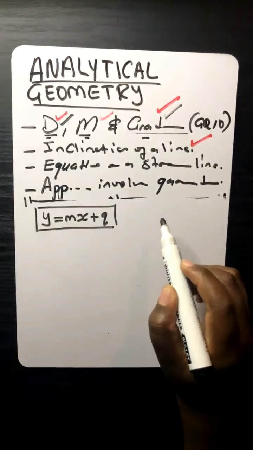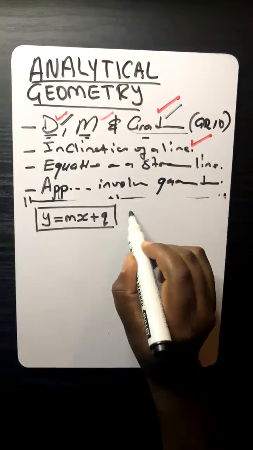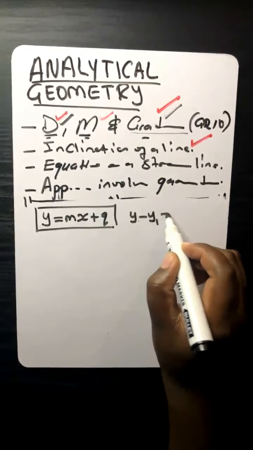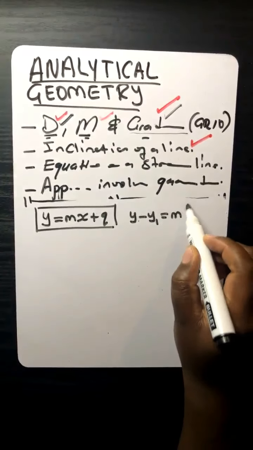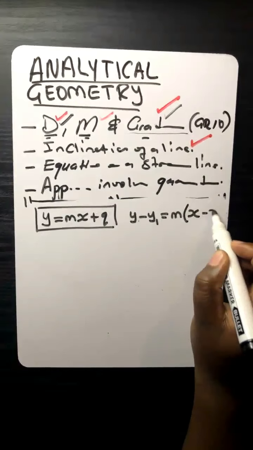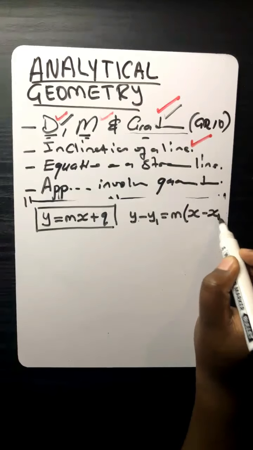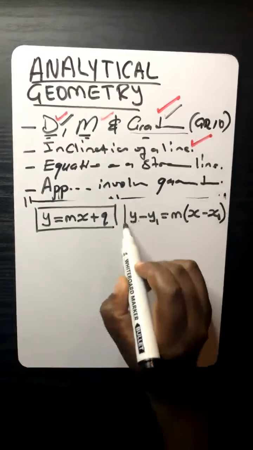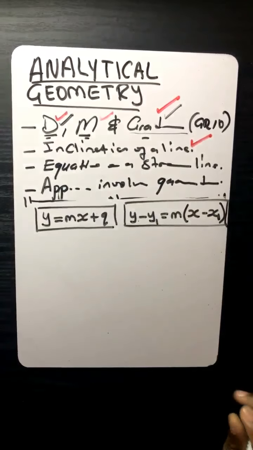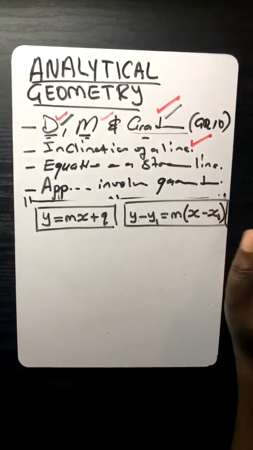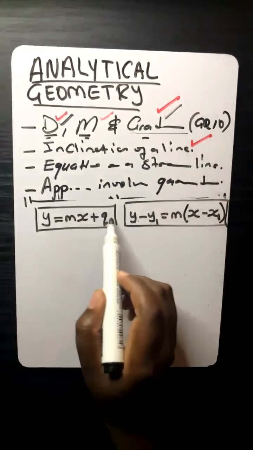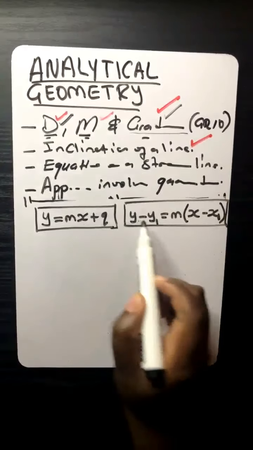And again, it doesn't end there. We also have this formula, which is y minus y1 is equal to m, where m represents the gradient, times x minus x1. So, Shriyas, you don't need to stress that much about this formula, especially when you're in grade 10. But when you're in grade 11, you should be understanding these two formulas.